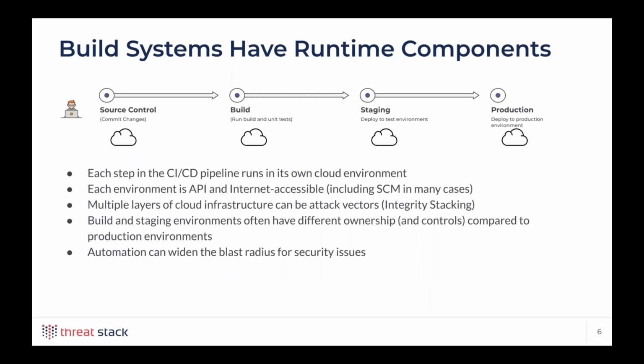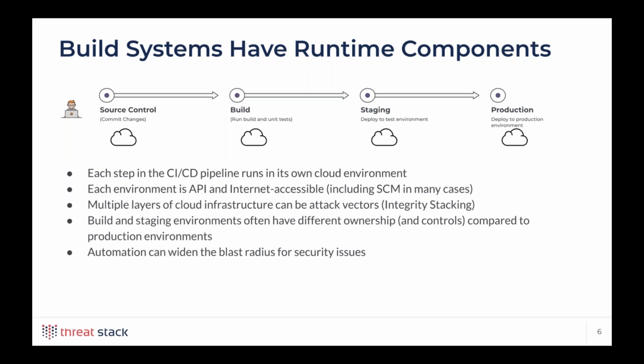So at the end of the day, build systems have runtime components that should be on your radar in terms of things to monitor and keep secure. If we break down this build pipeline into its individual components, each of them runs in its own cloud environment generally. You've got your source control system running in the cloud. You've got a separate environment for your build server and your build infrastructure. Staging and production oftentimes have their own environments that you need to worry about.